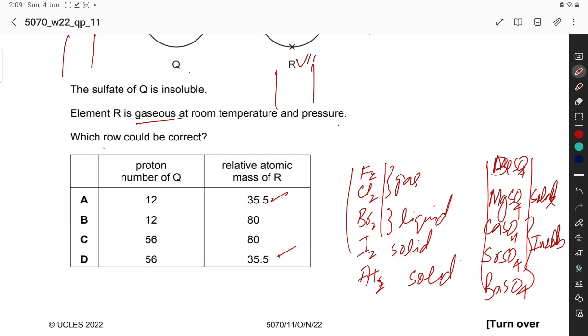The proton number of barium is 56. So it must be correct. This is of barium.